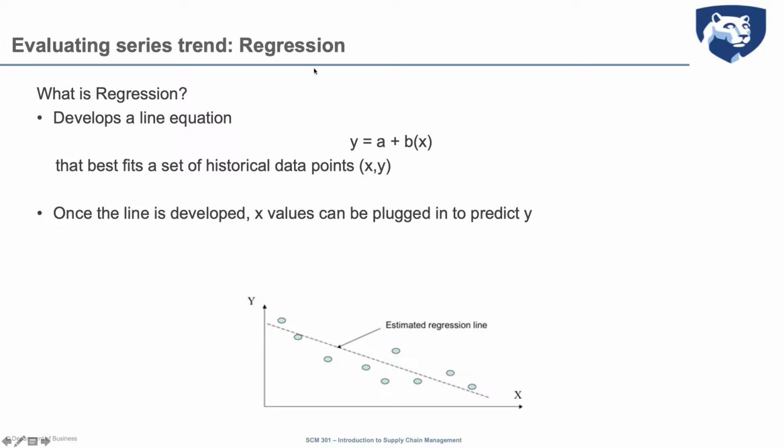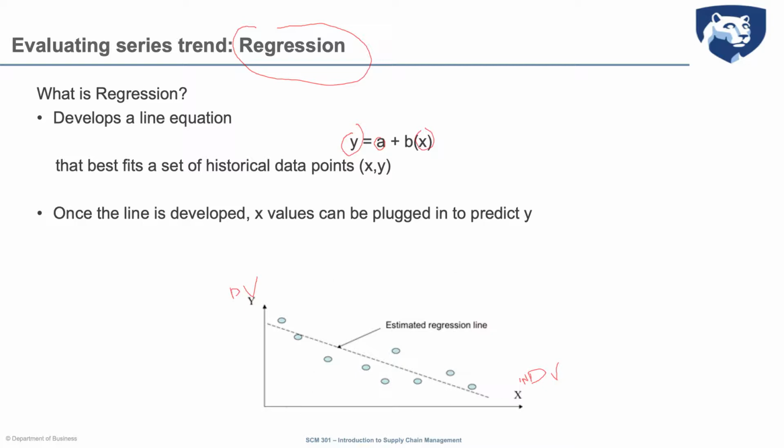A second way to evaluate the trend of the series is what we have called regression. I'm not revising exactly what regression is because we discussed it in class, but regression is a statistical technique that develops a line equation in the form y equals a constant plus a coefficient multiplied by x, where x is our independent variable and y is our dependent variable.